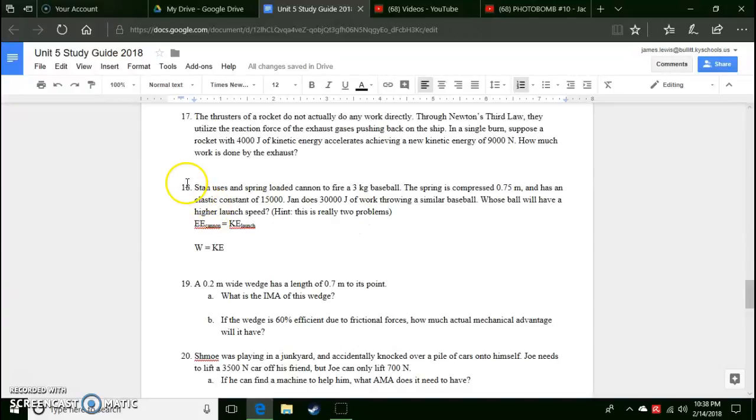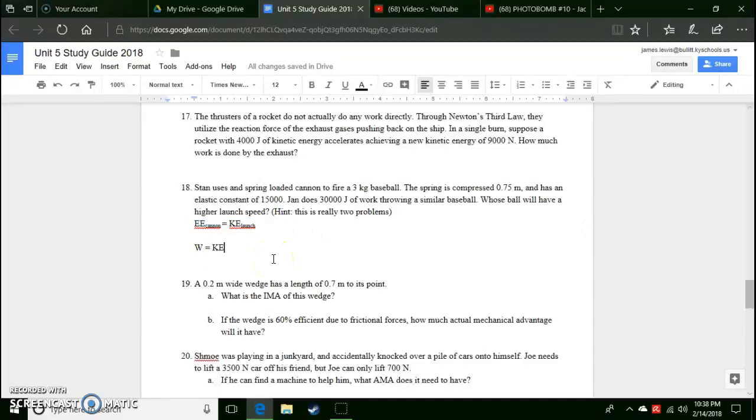I was doing part of number 18 in the video before this, so I already talked about this, but I'll quickly summarize. With Stan here, with his spring-loaded cannon, he's going to take all of that elastic energy stored up in that spring cannon and turn it all into the kinetic energy, which will get him his launch speed. So to answer whose bubble has the higher launch speed, that's how you'll figure that out. You'll use elastic energy equals kinetic energy for the launch.